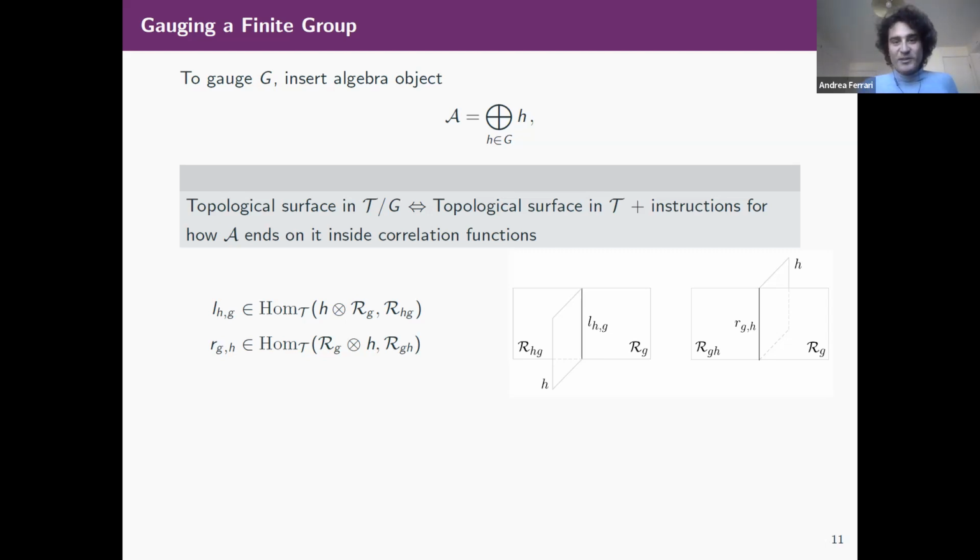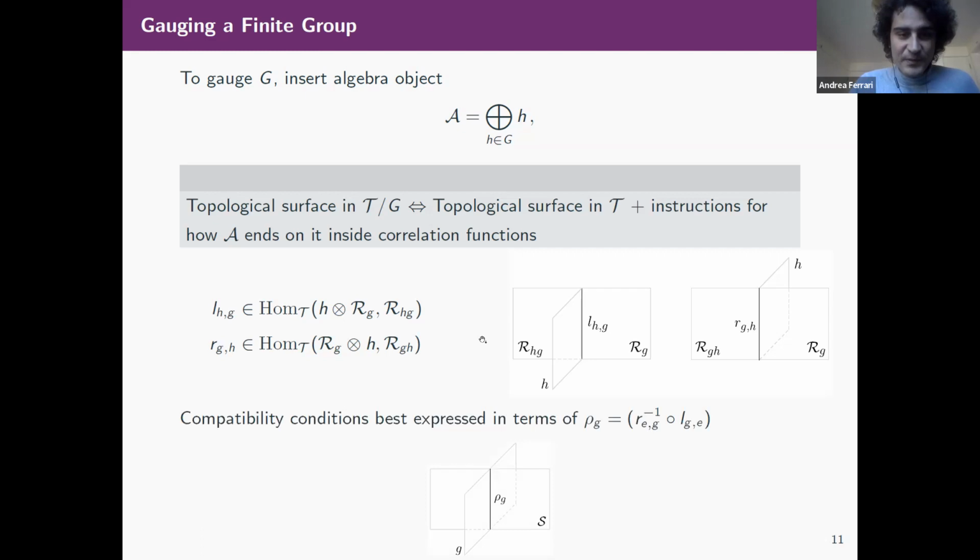Now, as I said, we need to look at collections or configurations of these networks of algebra objects that are compatible with the fact that we need to be able to move them around. And these compatibility conditions are best expressed in terms of a particular one morphism that I will call rho_G. This basically comes from putting together these two configurations here, with the result that we have a component of the algebra object piercing through a surface that was topological in T, which in this case is the surface S. And this rho_G will be the one morphism that we get in between here.